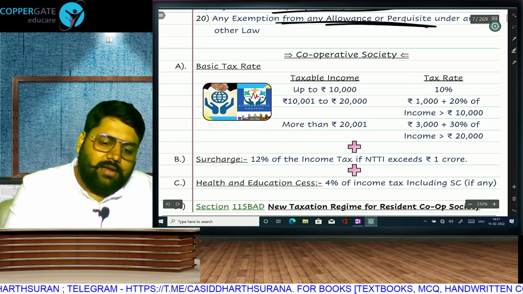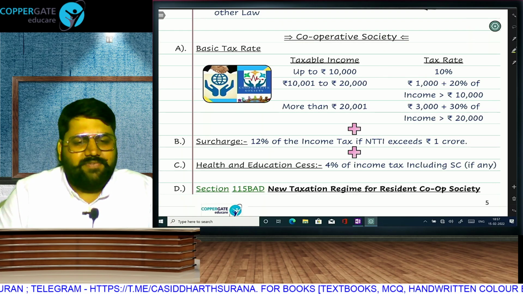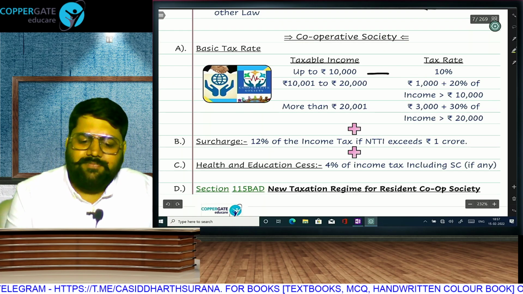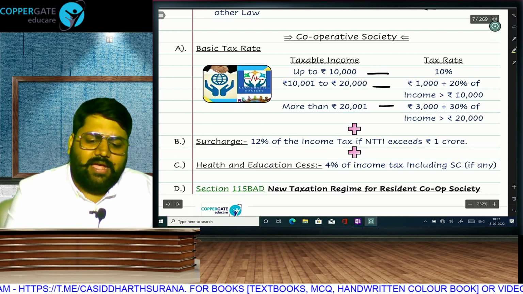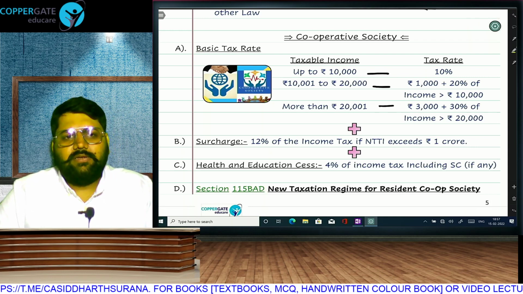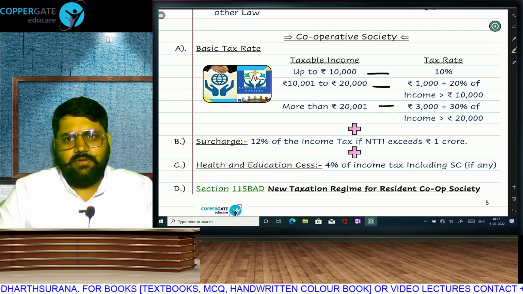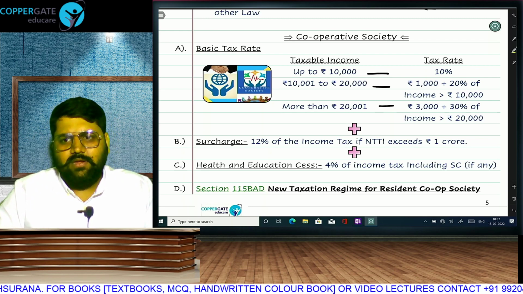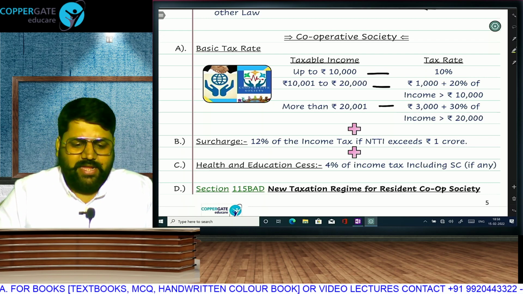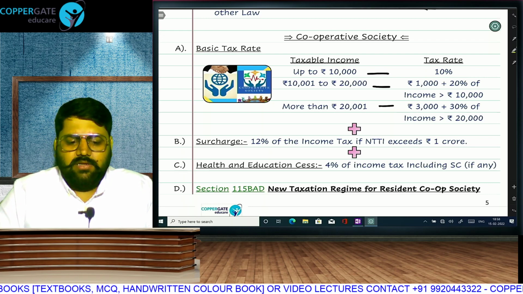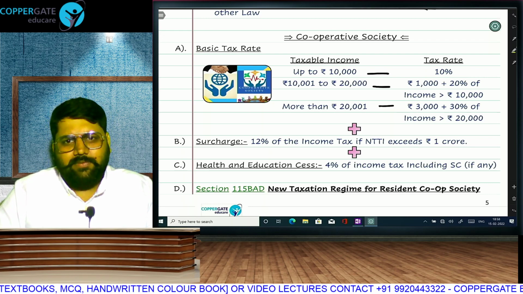Let's go ahead. Now we go to the tax rates of cooperative society. Very easy slabs. First 10,000, 10%, next 10,000, 20%, and after 20,000, 30%. So 10,000, 10%. Next 10,000 up to 20,000, 20%, and then remaining will be 30%. Very, very clear, easy and straightforward tax rates. No rebate, of course, because rebate is applicable only to individual.